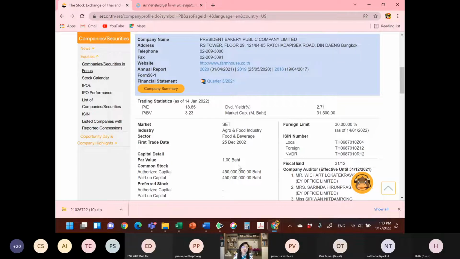And there are 450 million shares that are registered with the government. So if you multiply the number of registered shares by the par value per share of 1 baht, then you're going to get the authorized capital of 450 million baht, right? So let me take the screenshots and hope that I can send this to you if it works.